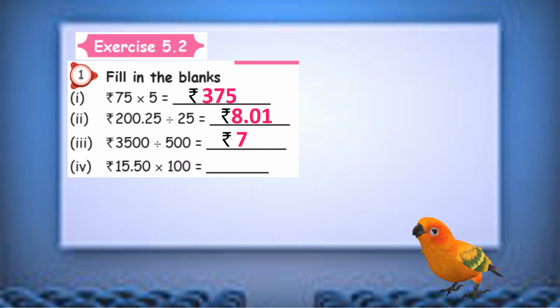Fourth one. Here rupees 1550 is going to be multiplied with 100. So it's very easy. We can join the two zeros from the 100 with that number itself. That means 155000. Then if we keep the dot two digits before, we will get the same answer, 1550.